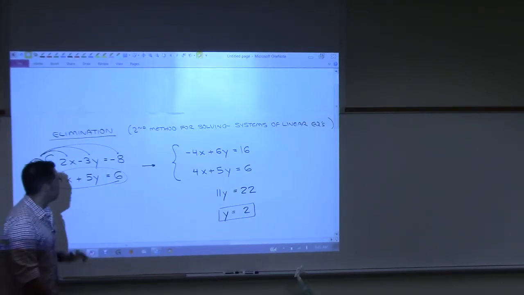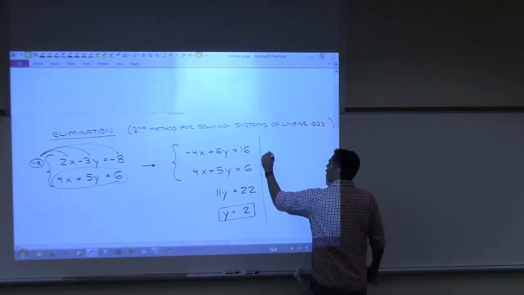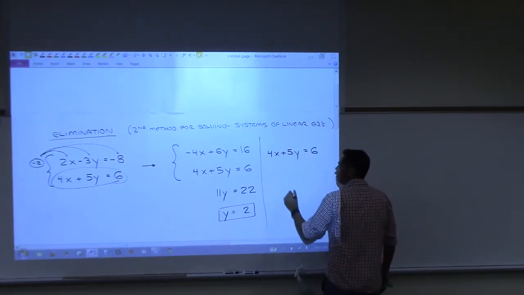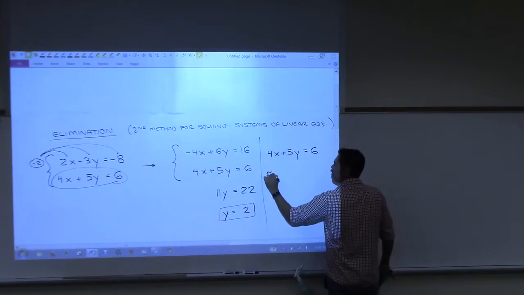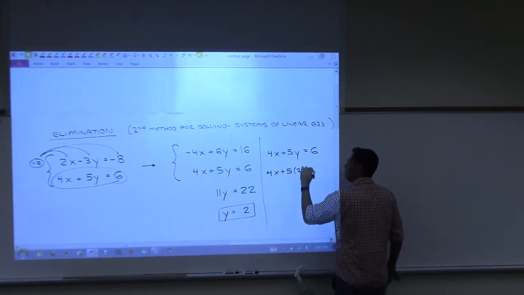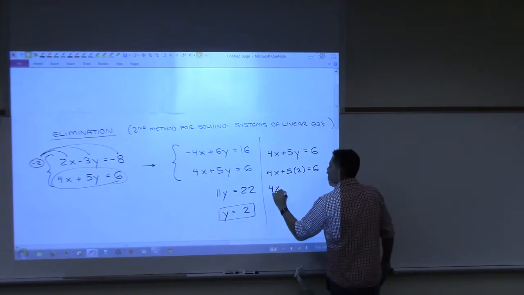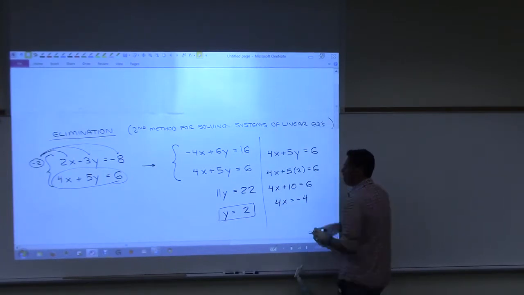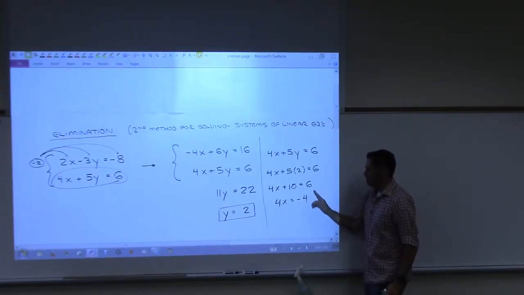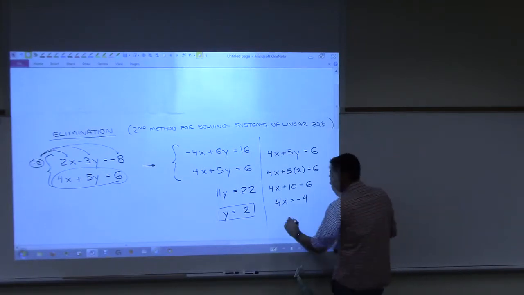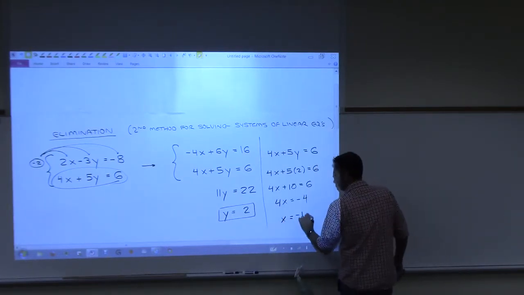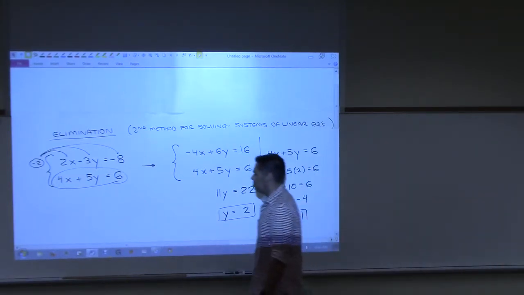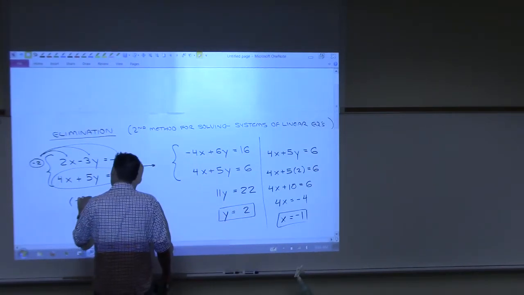All right, so let's write down that equation. The second equation is 4x plus 5y equals 6. And I'm replacing what with what? Y with 2. So 4x plus 5 times 2 equals 6. 4x plus 10 equals 6. 4x equals negative 4, subtracting 10 on both sides. 6 minus 10 is negative 4. Divide both sides by 4. X is what? Negative 1. So that's your answer. Now, as an ordered pair, it would be negative 1, 2.